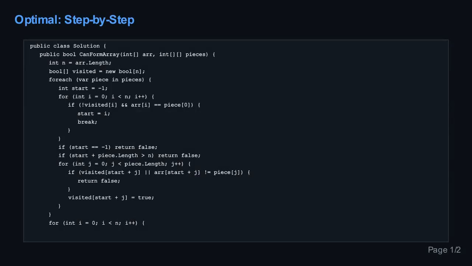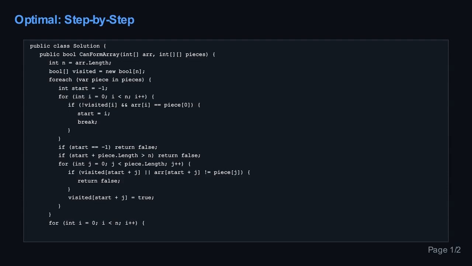Let's trace this with an example. ARR is 15, 88 and pieces are 88, 15. First, we build our dictionary. Key 88 maps to the piece 88, and key 15 maps to 15. Now we start iterating ARR from index 0.